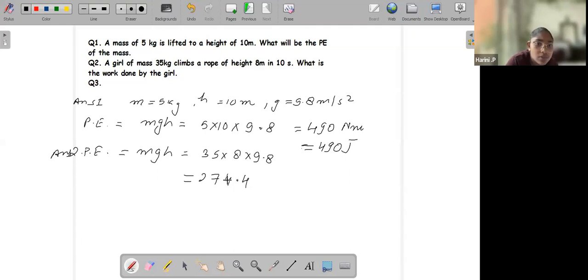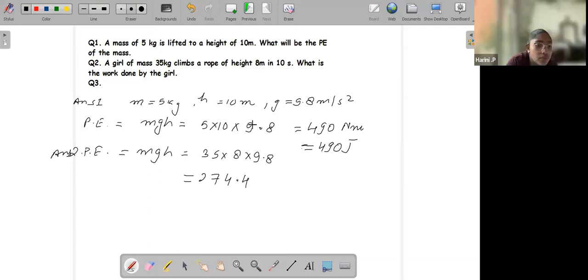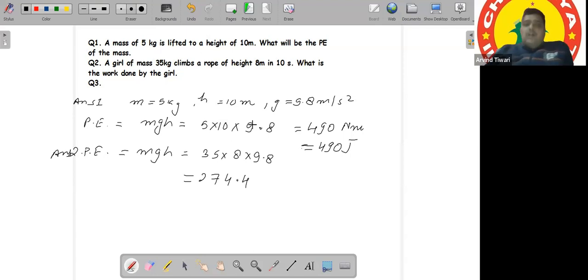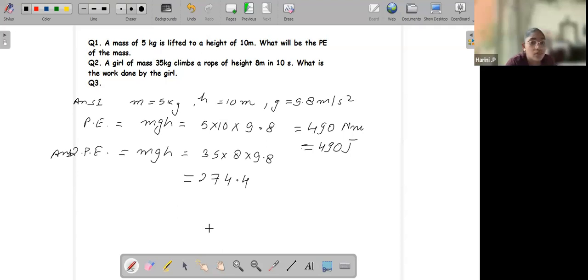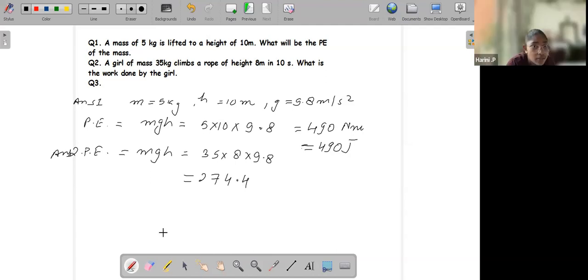So for the second question, they asked the work done, right? Isn't work done force into displacement? So how much force does the girl have to apply? Force equals mass into acceleration. Then acceleration is v minus u by t, but there's no v and u given.